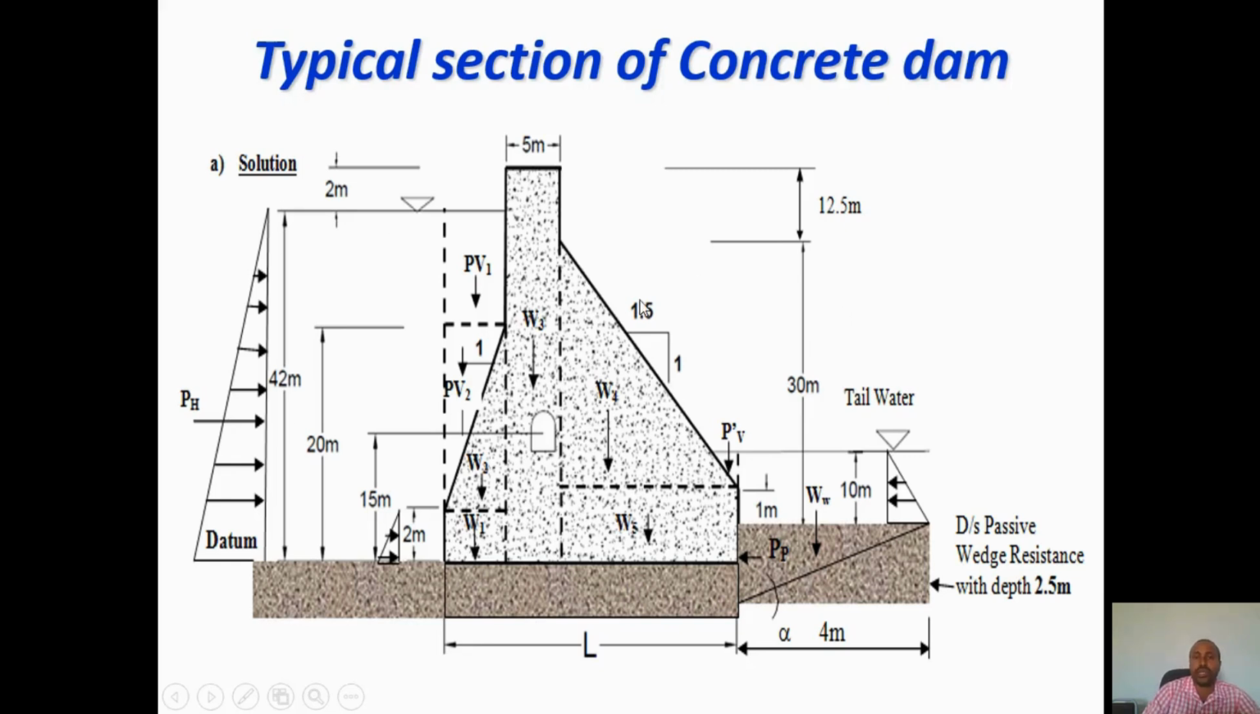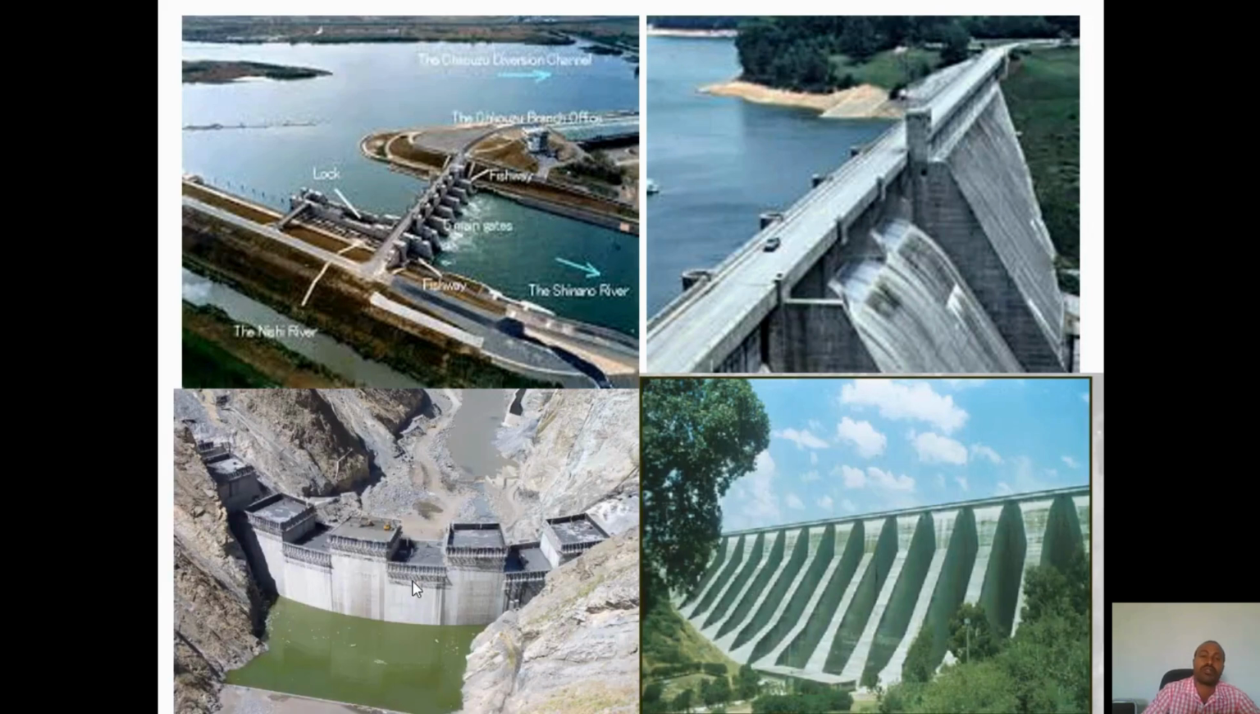So this is a typical cross-section of a concrete gravity dam. Just to show you, we will see the details of stability analysis in chapter 2. These are also additional samples of concrete dams. You can see the navigation lock and other ancillary structures. You can see it's also a gravity dam with a spillway, and this is a buttress dam, and this is an arch dam. So you will see the details in chapter 2.